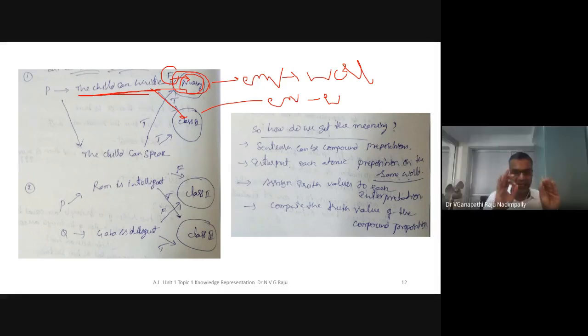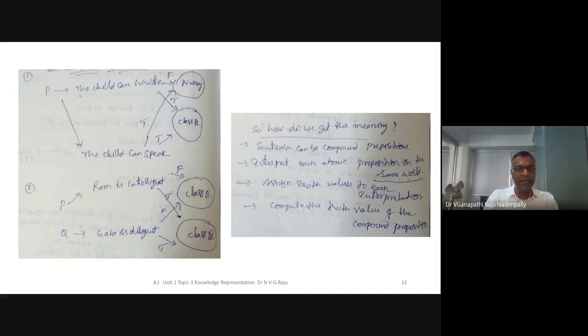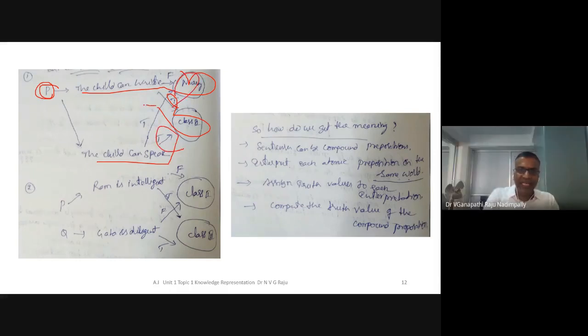Very good. I need responses like this. Now, let me take another example. Same predicate P, same proposition P. The child can write within the nursery, it is false, whereas within class 2, it is true. Now, the child can speak within class 2, is it true? Yes, sir. Within the nursery, is it true? Yes. Very good. That means the same sentence in one world will be true, and in another world it will be false.